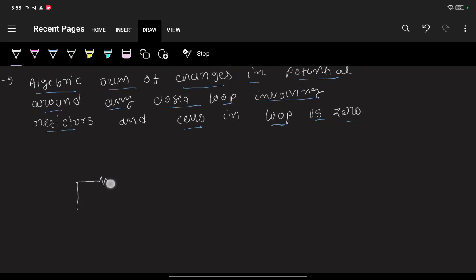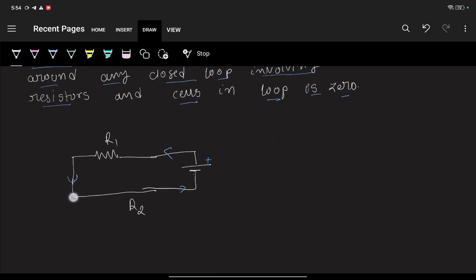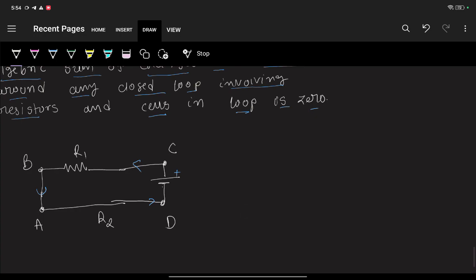This is a resistor, only resistors. Let's take two resistors, R1 and R2, and let's take one battery also. Here is the battery. So current would be what? This is the positive terminal of the battery, so current would be in this direction, from positive to negative. Let's name these points A, B, C, D. It says that if you start from this point D, the sum of all the potential changes should be 0.